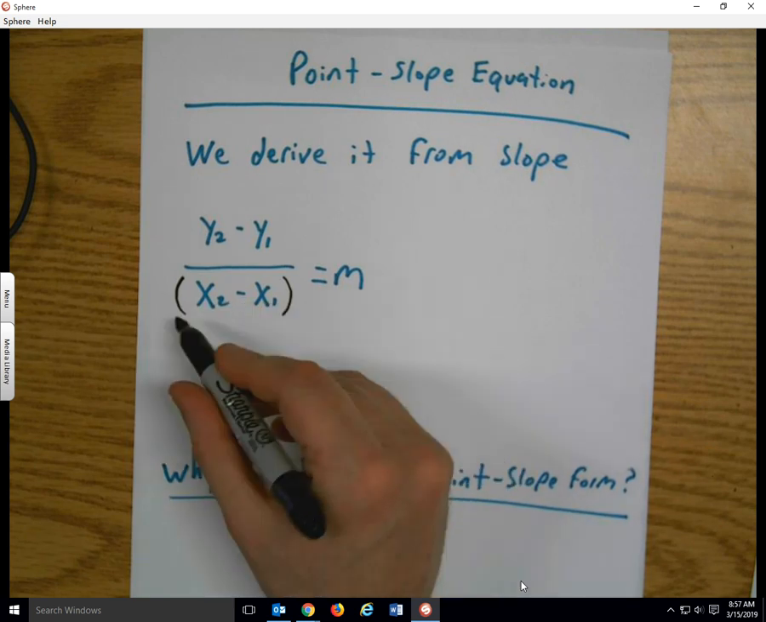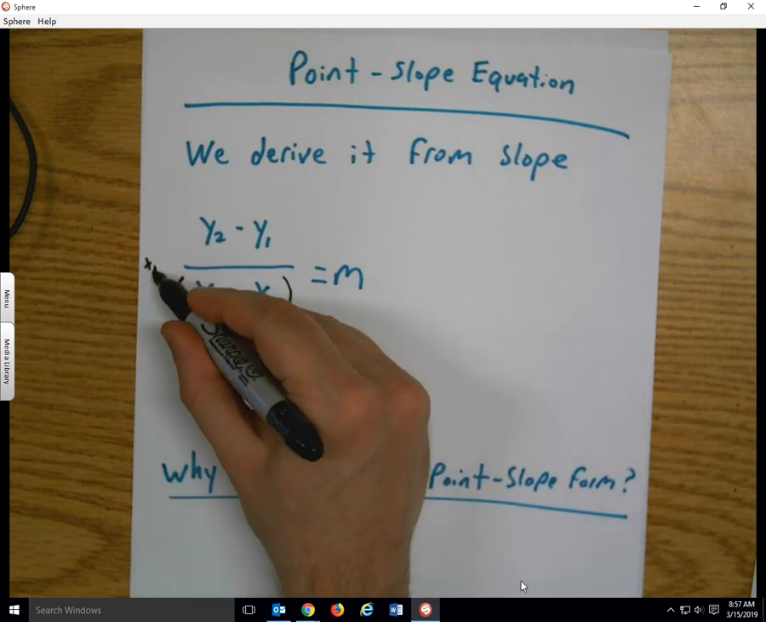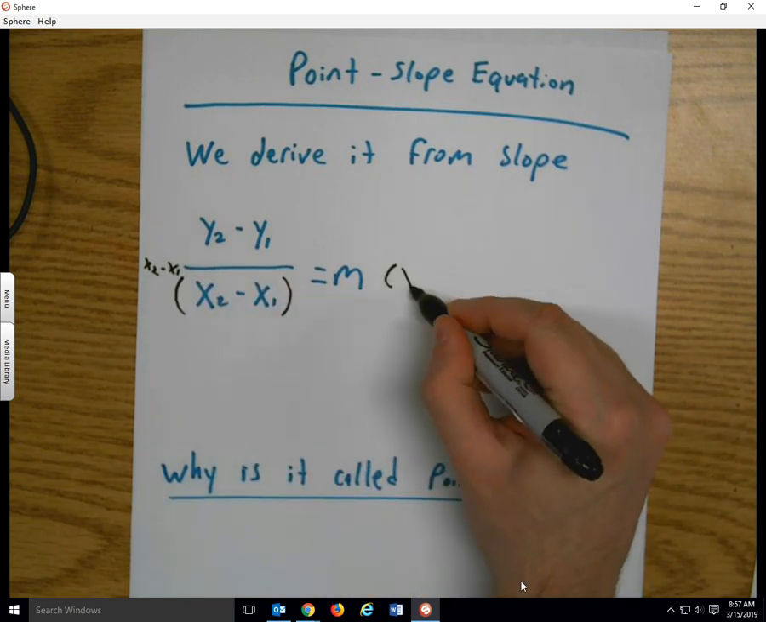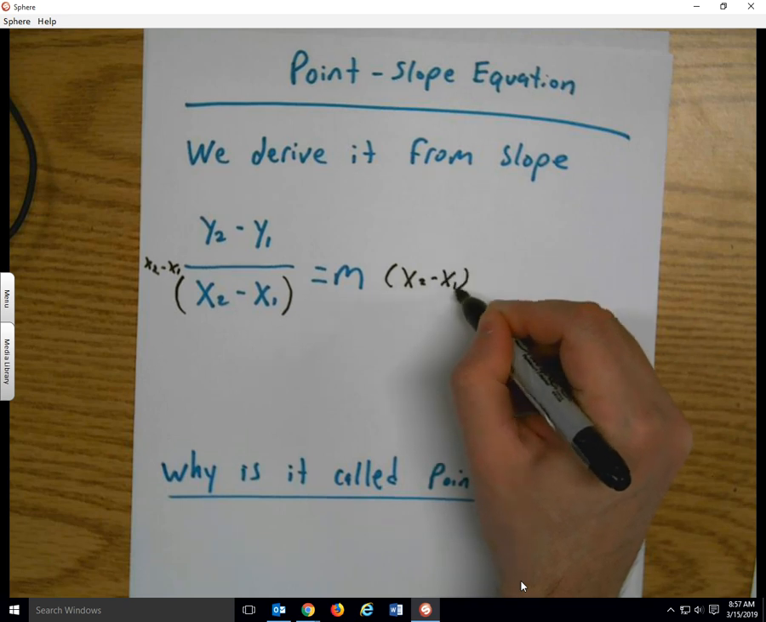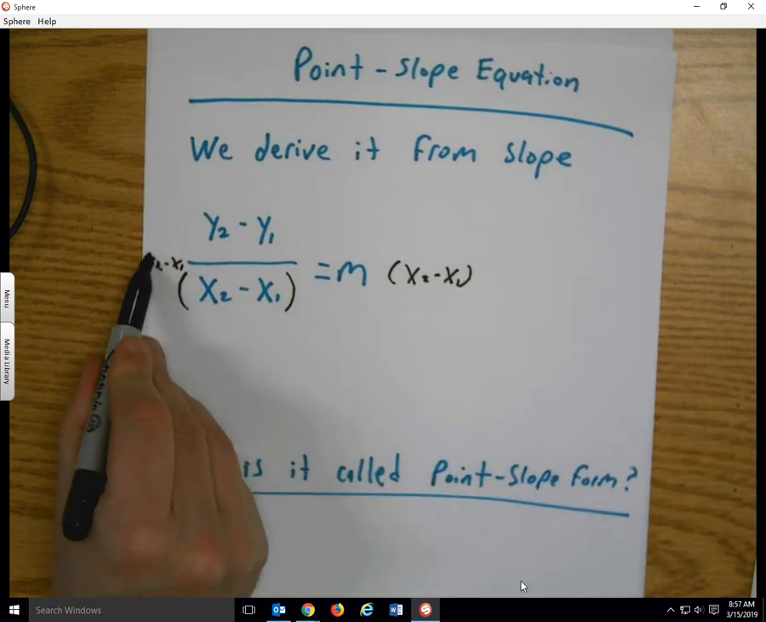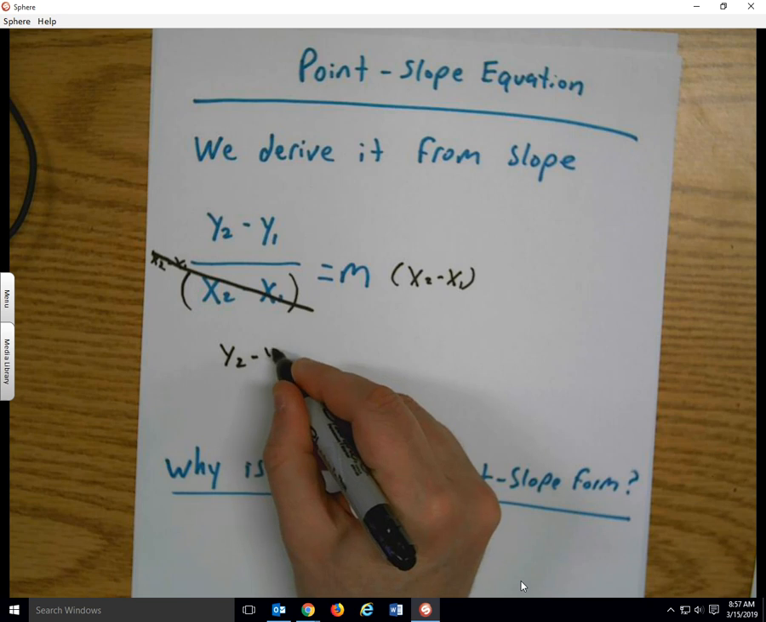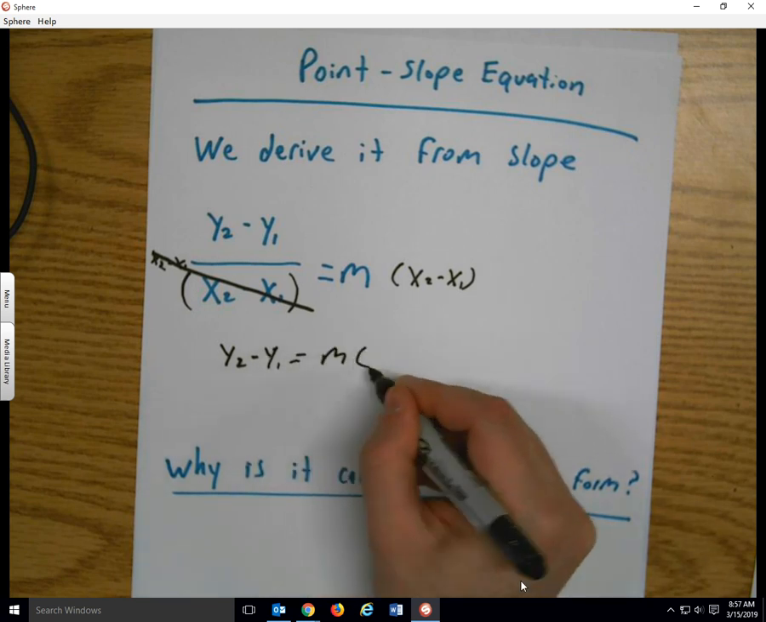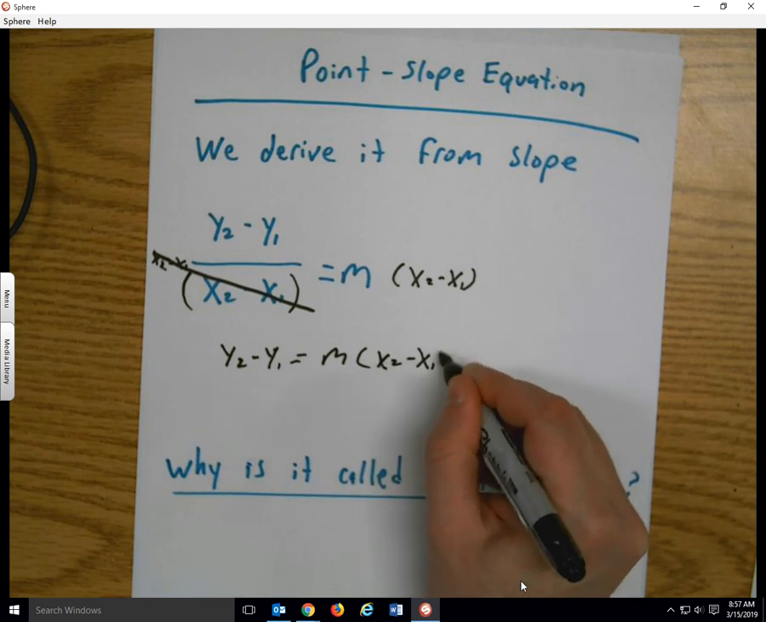So if we multiply this side of the equation by x2 minus x1, we would multiply this side by x sub 2 minus x sub 1. These would cancel out. And there you would have it. Let me rewrite it so it's a little bit easier to see. y sub 2 minus y sub 1 equals m times the quantity of x sub 2 minus x sub 1.